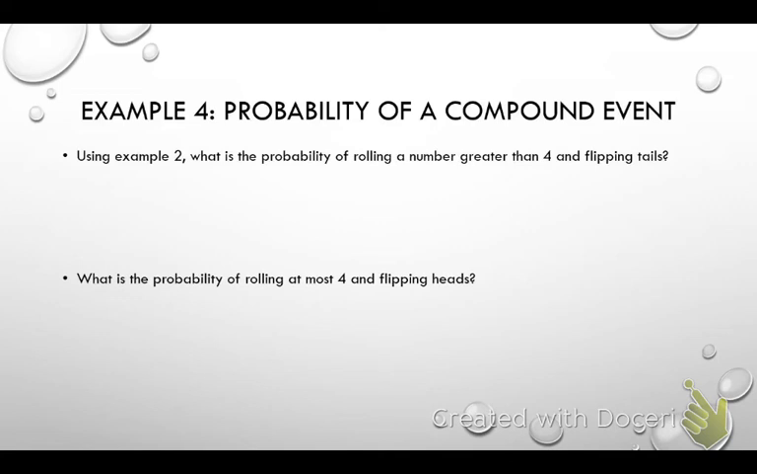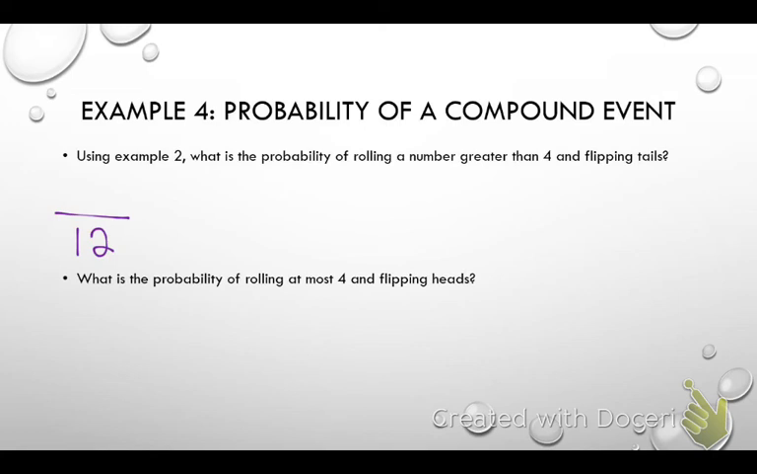Going back to example 2, going back to the chart. Using that chart, what is the probability of rolling a number greater than 4 and flipping tails? Well, one thing that's important, so look back in your notes, is in order to calculate probability, I must have what value in my denominator? The total. So that's what I did in example 2: I recognized that there are 6 options on a cube and 2 options on a coin, so my total number of options is 12.